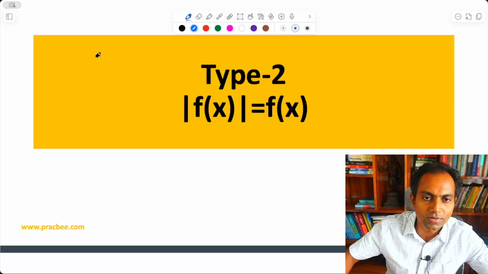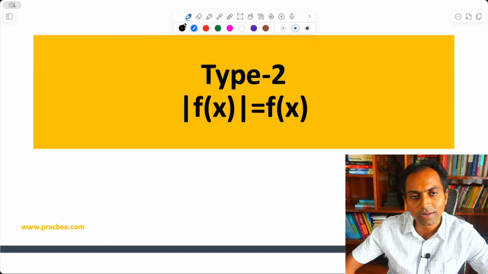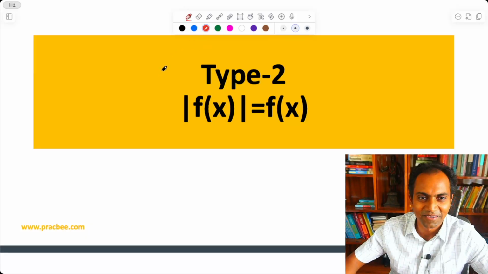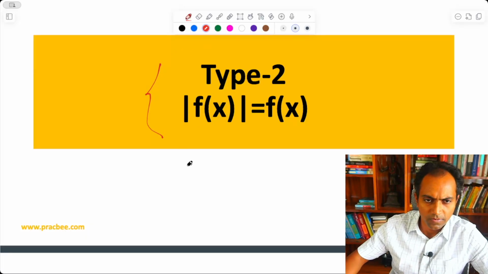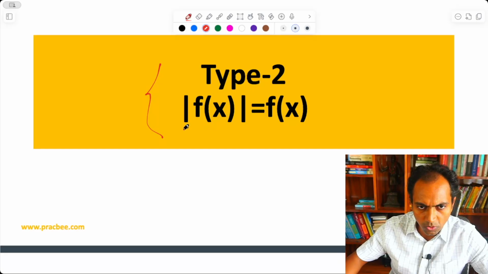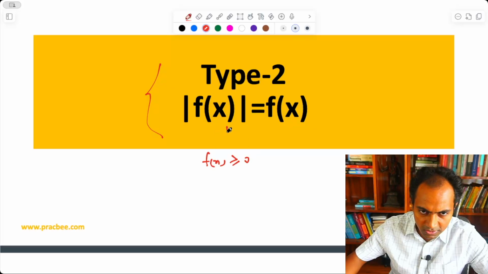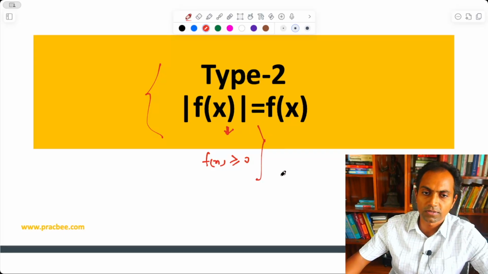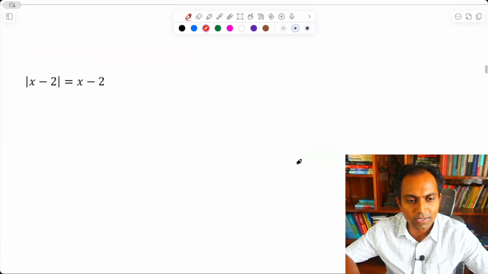Now once we have covered the basic things, let us go into more tricky property based questions, because these are the questions that are usually asked in the exam. Now once you have this, somebody is giving you mod of f(x) is equal to f(x). See, this can only happen when the function inside the mod is greater than or equal to 0. So when this equation is given, we can directly write that this is only possible if this happens, and hence whatever we get from here will become the solution of the question. Very important.